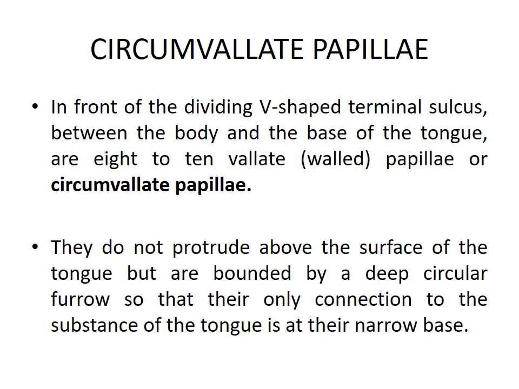Next, let's take up circumvallate papilla. In front of the dividing V-shaped terminal sulcus between the body and the base of the tongue are 8 to 10 vallate, walled papilla, or circumvallate papilla. They do not protrude above the surface of the tongue but are bounded by a deep circular furrow, so that their only connection to the substance of the tongue is at their narrow base.